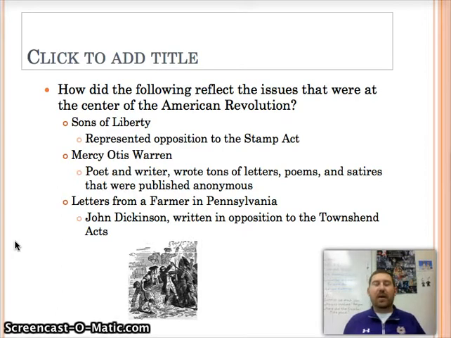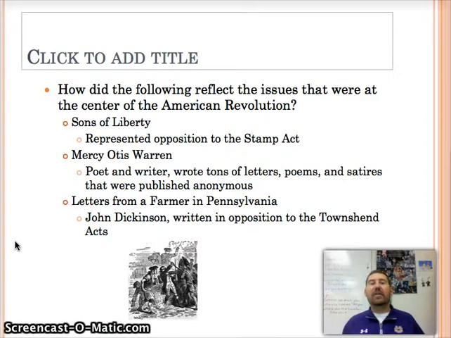These are guys who represented the opposition to the Stamp Act. They put together violence in some cases, like the tarring and feathering and all that kind of stuff. Next is Mercy Otis Warren, who was a poet and writer, wrote a lot of propaganda, which we talked about in class. Wrote a lot of things that were published anonymously that grew sentiment against the Stamp Act and the other things that the British were doing.